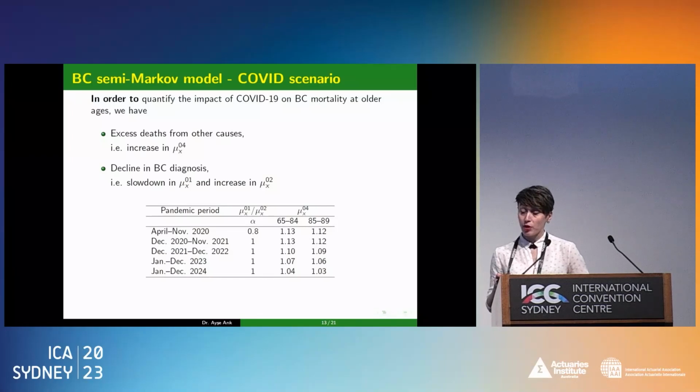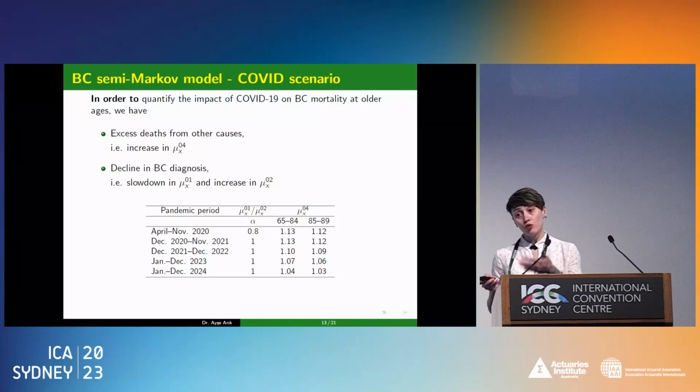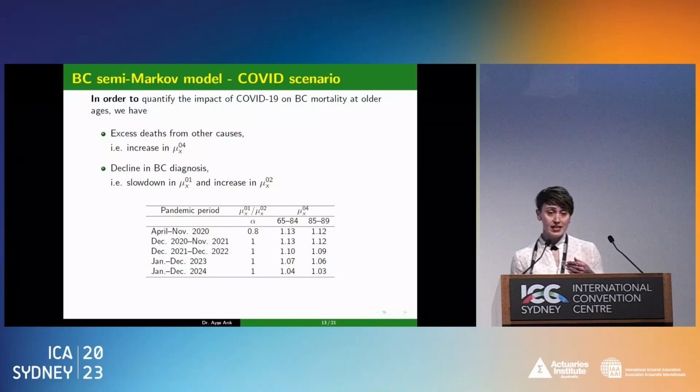And to create the pandemic model, we make two significant changes in the model. This is associated with an increase in other cause mortality linked to COVID-19 deaths, and the other assumption is a decline in breast cancer diagnosis. Of course, alongside, we assume an increase in undiagnosed cases to keep the onset of breast cancer unchanged before and after the pandemic. So you see some numbers here in this table between different periods.